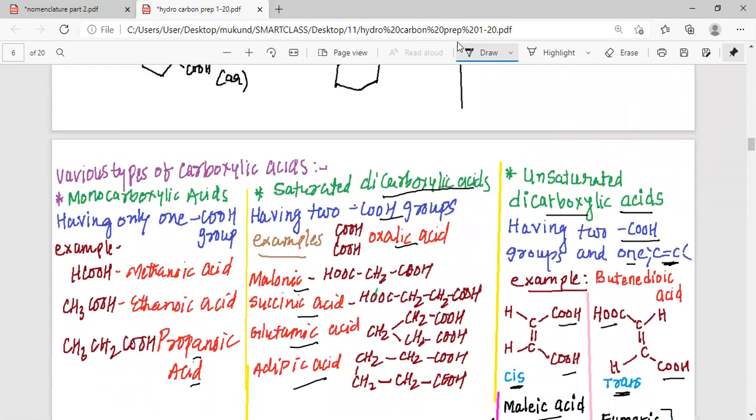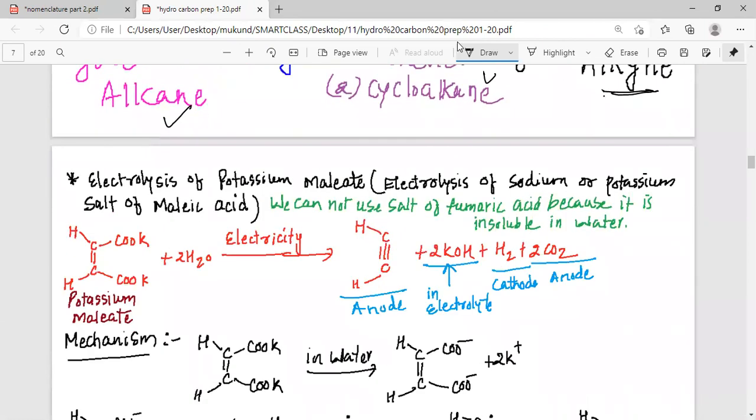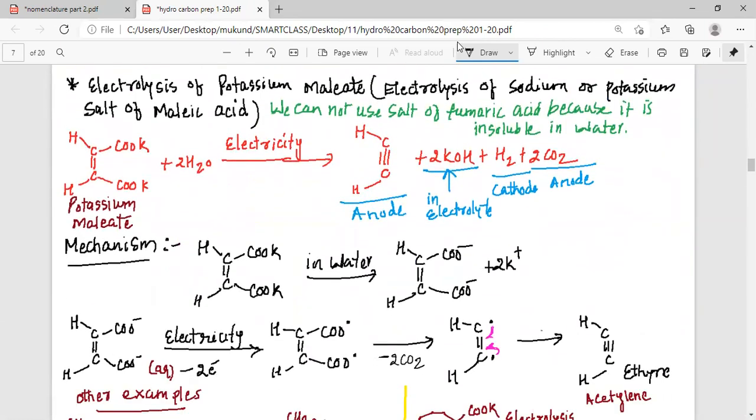So I hope, my dear students, you now understand that by using various types of carboxylic acid, for example, if we use a monocarboxylic acid, we may get an alkane. If we use a saturated dicarboxylic acid, we may get an alkene or cycloalkanes. And if we use an unsaturated dicarboxylic acid, we may get alkynes. So let us look at the mechanism and understand how we can prepare ethyne by the electrolytic method, or Kolbe's electrolytic method.